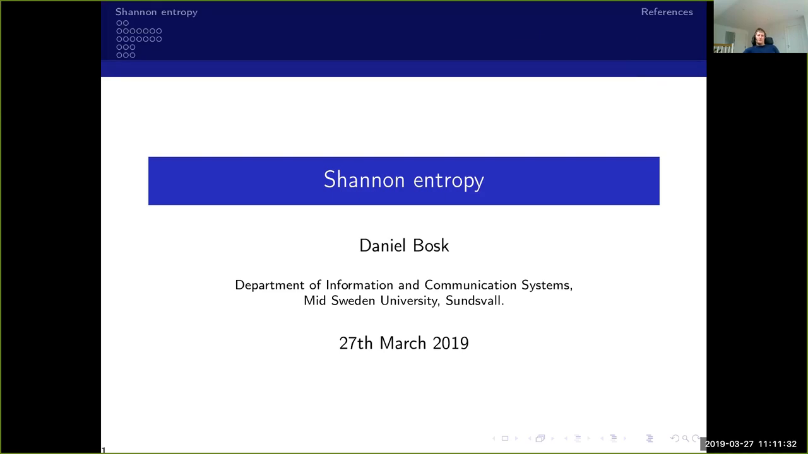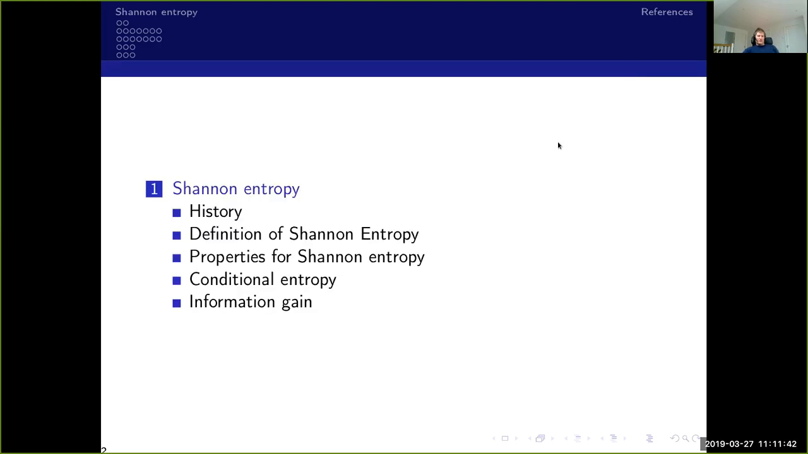So now we're going to talk about one of the core concepts in information theory, that is Shannon entropy. We're first going to talk a bit about the history, which shows that Shannon entropy is the foundation of information theory, although today there are various other entropies that are also used in information theory. But this is the basic one that we will use and illustrate with a few examples.